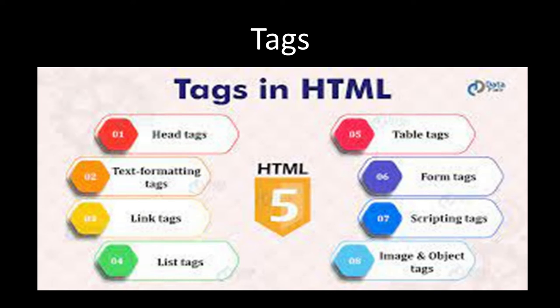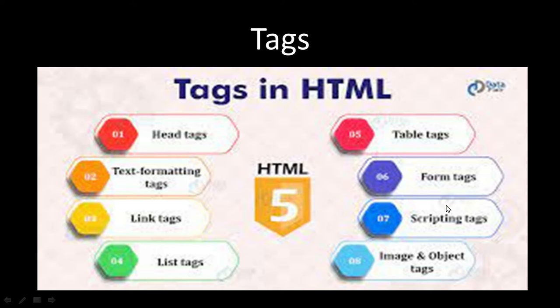The link tag is used to link the pages. What is a list tag? If you want to create a list of items, then we will use the list tag. Table tags: if you want to display the content in a tabular structure, then we will use the table tag. Form tag: you might have seen a registration form. When you appear for some government exam, you need to fill in some forms. That type of forms we can design in HTML also.